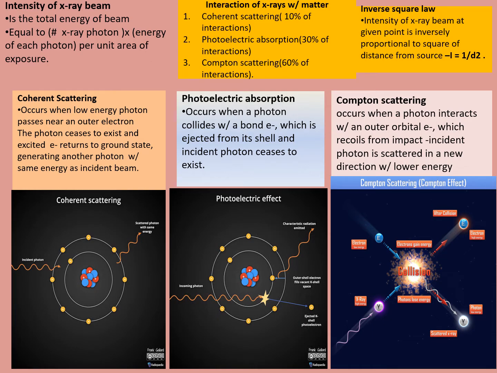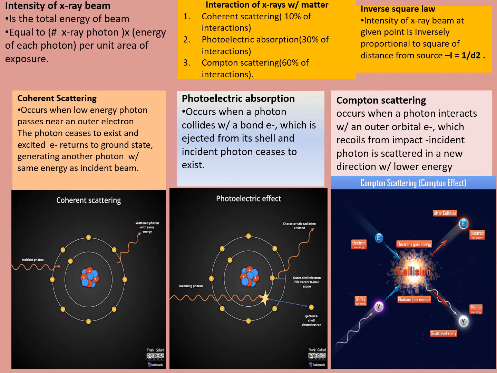Next page, related to the intensity of the X-ray beam. That's the total energy of the beam, equal to the number of X-ray photons times the energy of each photon per unit area of exposure. Now, the inverse square law is what the intensity of the X-ray beam follows at a given point. That is I equals 1 over d squared. That means intensity is inversely proportional to the square of the distance.